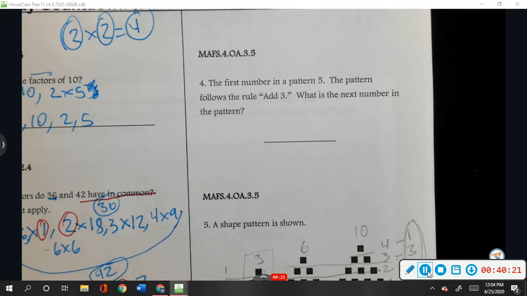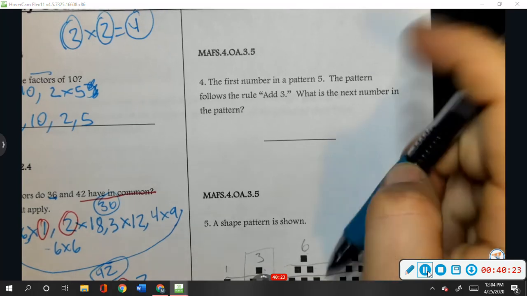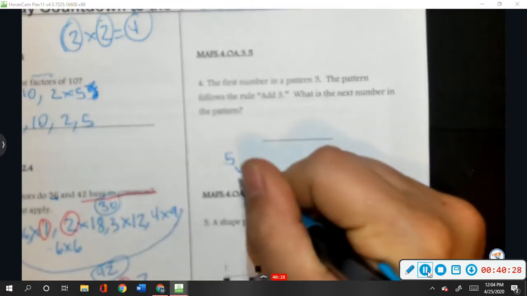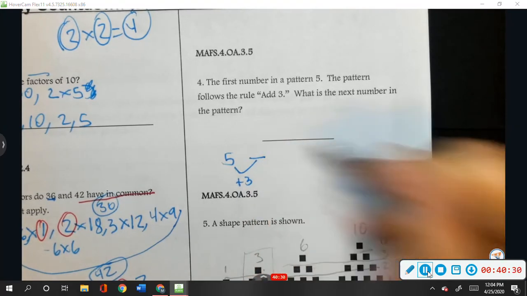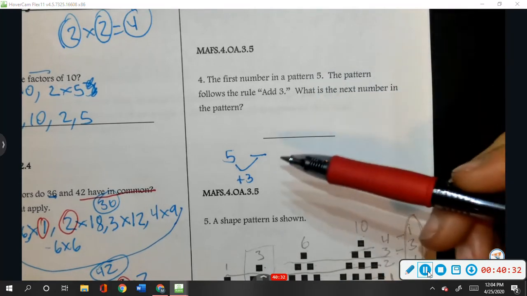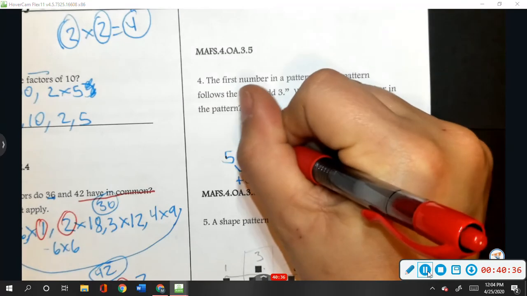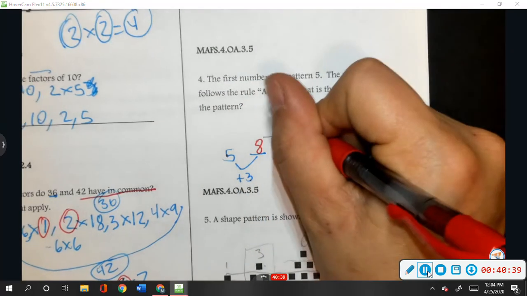So the first number in our pattern is going to be 5. The rule is you must add 3 to get the next number. So what would be the next number? We have 5, add 3, that's 8. So the next number in the pattern is 8.